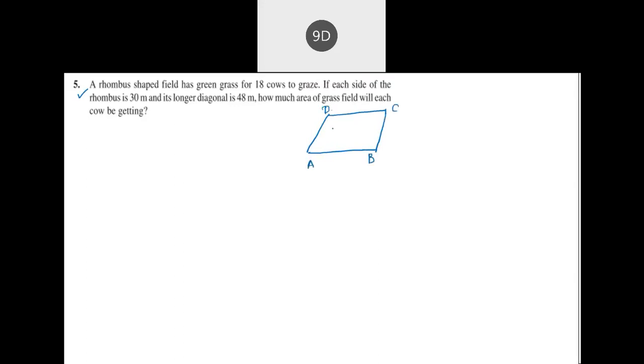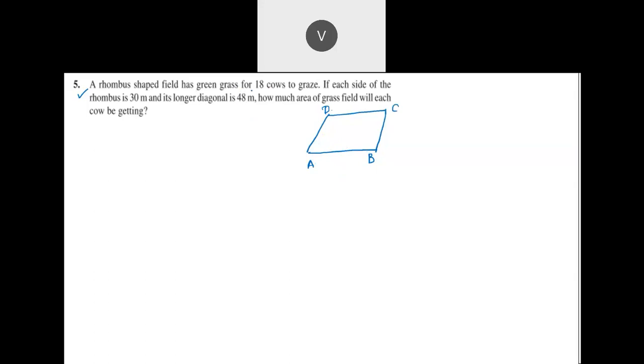Ma'am, we have to find the rhombus area, because they have given the diagonal. Okay, what is the formula for finding rhombus area? Half into D1 into D2. We have to find another diagonal, ma'am. But there is no need to use the rhombus formula here. We can use Heron's formula itself to find the area of this entire field.